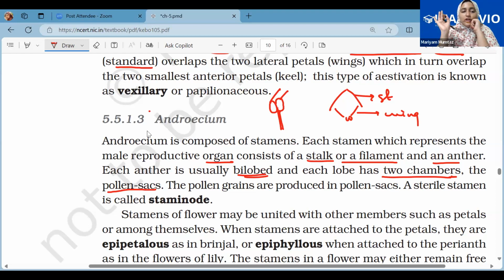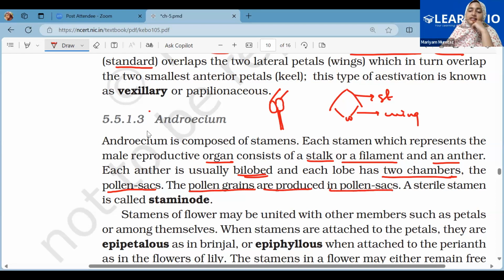You know what pollen grains are, right? The pollen grains are made inside the pollen sac. So the anther is a bilobed structure. It has two chambers in each lobe, and those chambers are called pollen sacs. The pollen grains are produced in the pollen sac.